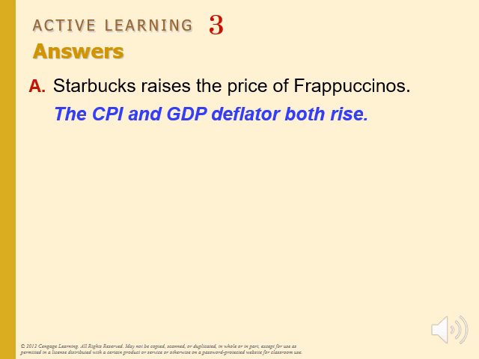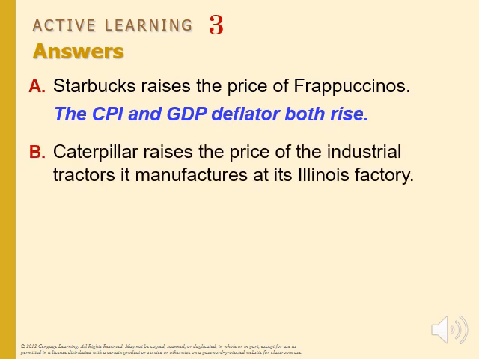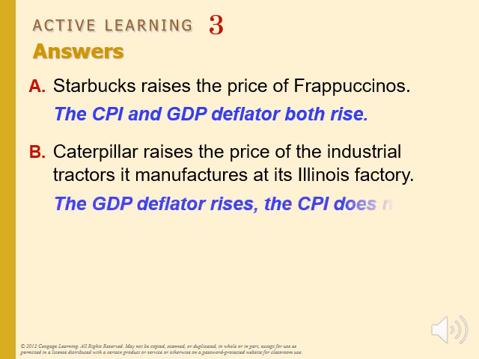Scenario C, Armani raises the price of Italian jeans it sells in the United States. These Italian jeans must be imported into the United States, so the GDP deflator will not change. But if these are part of the basket of goods for the CPI shopper, then the CPI will increase. If you got those all right, good job.